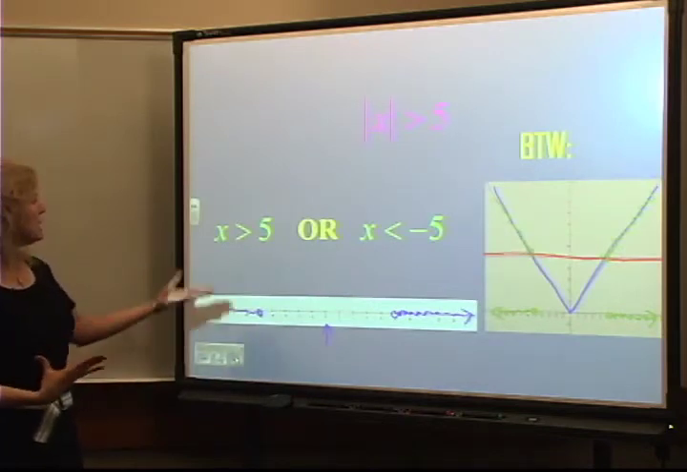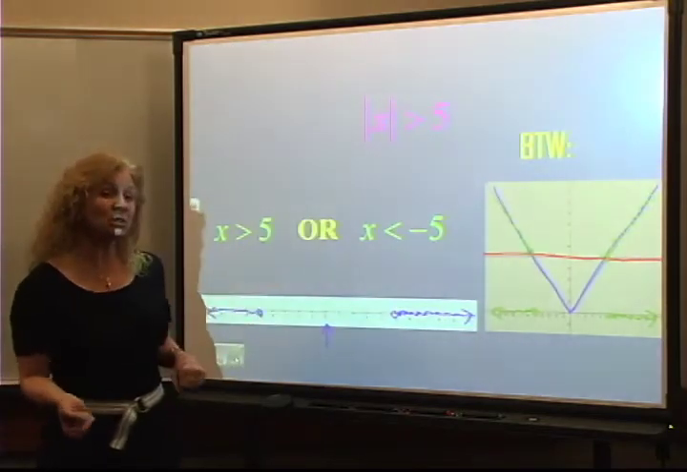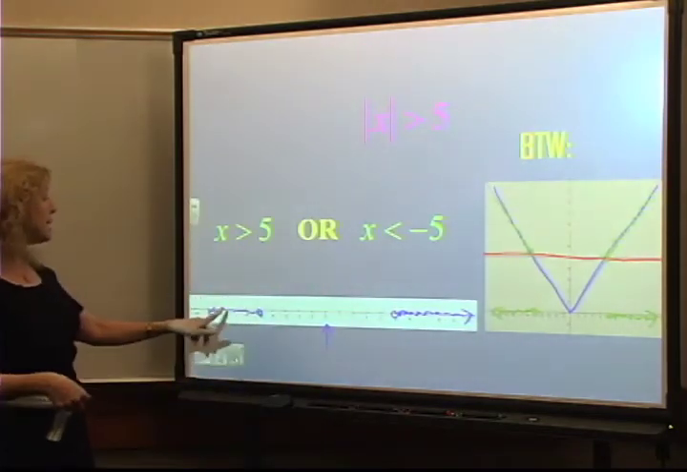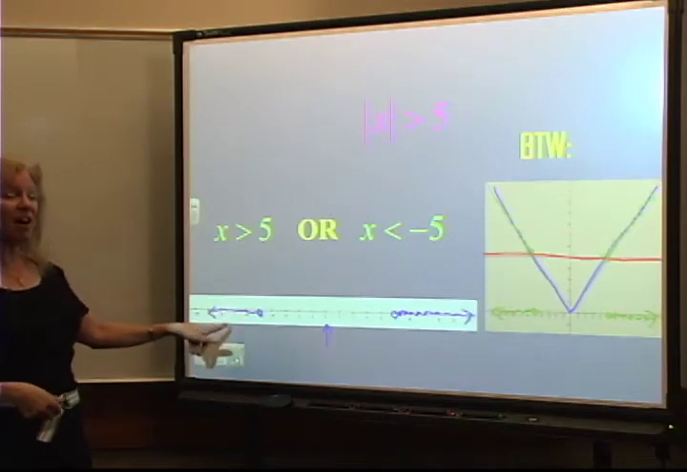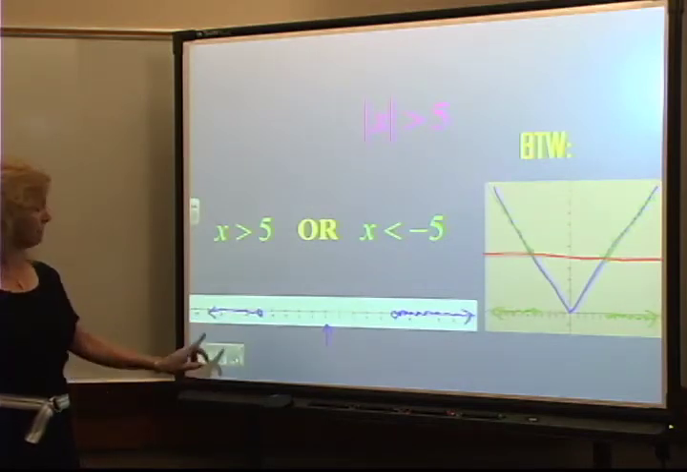So essentially, I can take any number bigger than 5, and that will be a solution, or I can take any number less than negative 5, and that would be a solution as well. All right?